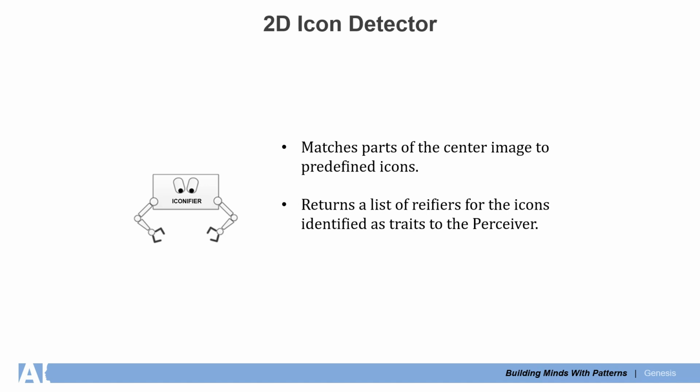So the two-dimensional icon detector matches parts of the center image to predefined icons. It returns a list of reifiers for the icons identified as traits to the perceiver.